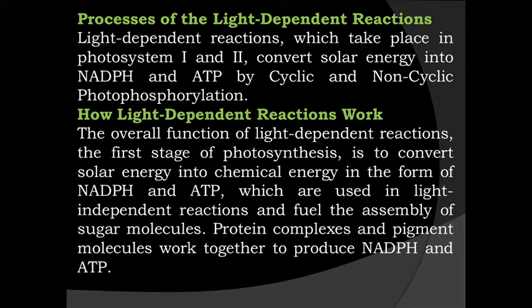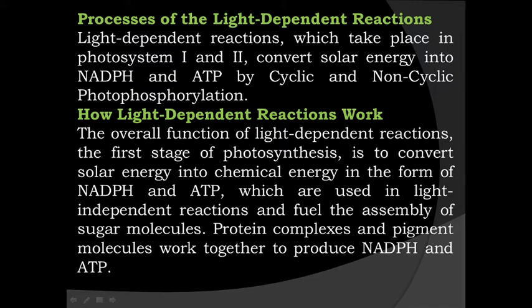The complete process of light dependent reaction is divided into two parts. One is cyclic photophosphorylation and the second one is non-cyclic photophosphorylation. During both, the energy molecules are synthesized, that means ATP during cyclic photophosphorylation, and ATP and NADPH during non-cyclic photophosphorylation.